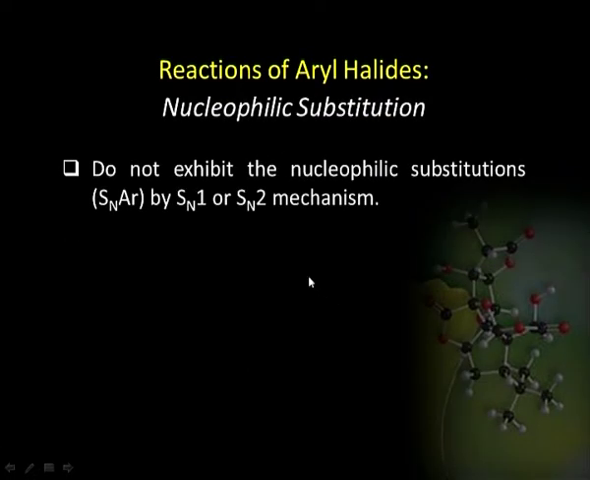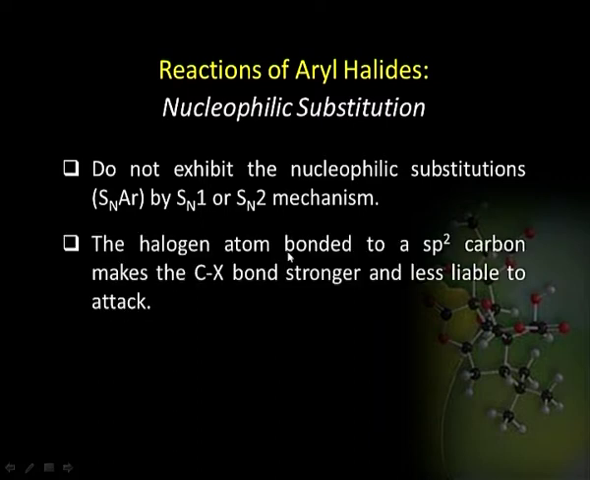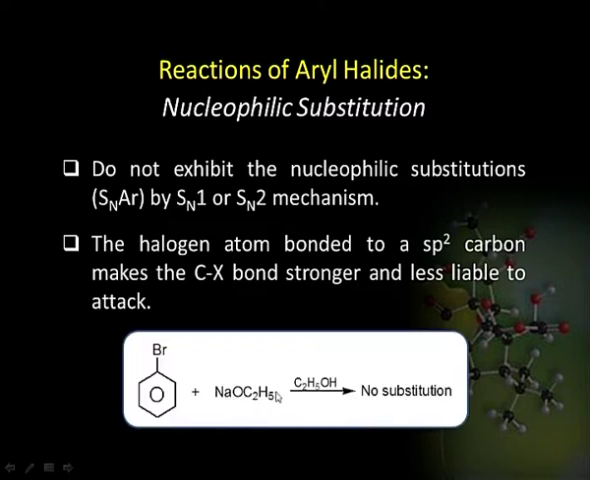But the aryl halides do not exhibit the SN1 and SN2 types of mechanisms that we observed in case of alkyl halides. The halogen atom bonded to an sp2 carbon makes the C-X bond stronger and less liable to attack. So, we notice that in the presence of sodium methoxide, bromobenzene does not show any substitution.